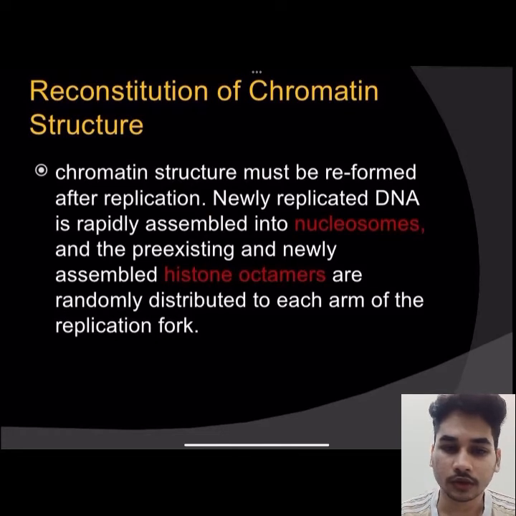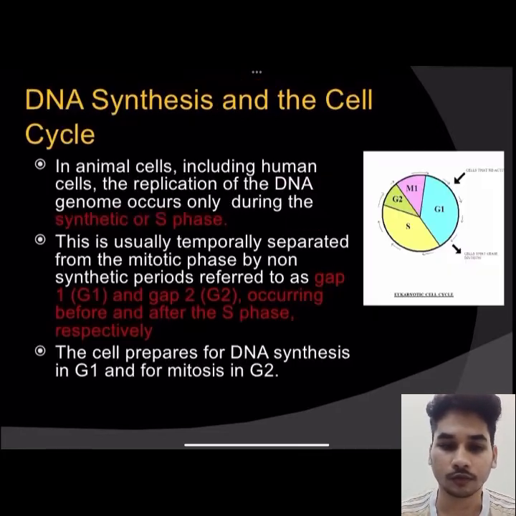Reconstitution of chromatin structure. Chromatin structure must be reformed after replication. Newly replicated DNA is rapidly assembled into nucleosomes, and the pre-existing and newly assembled histone octamers are randomly distributed to each arm of the replication fork.